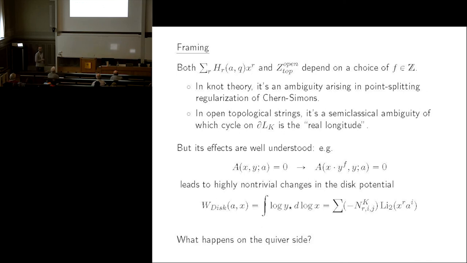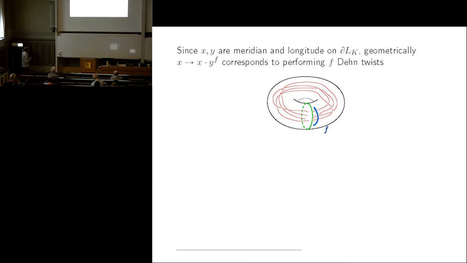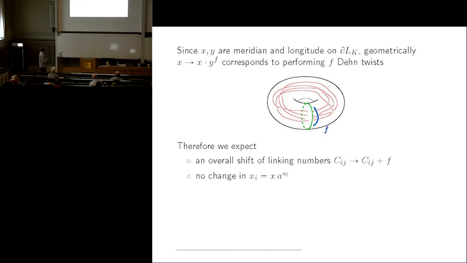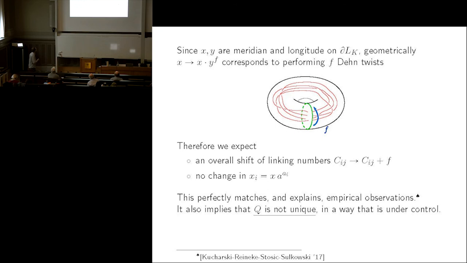So what happens on the quiver side? Since x and y have the interpretation of longitude and meridian, respectively, on the boundary torus, then you can see that a change of framing is essentially a Dehn twist on the torus boundary of the knot conormal. So that tells you that you should expect that there's an overall shift of the linking numbers of the basic disks by f. That's a very simple prediction that comes out of our picture. There's no change in the knot-quiver change of variables. And in fact, this perfectly matches and explains previous observations in the original paper on the knot-quiver correspondence.